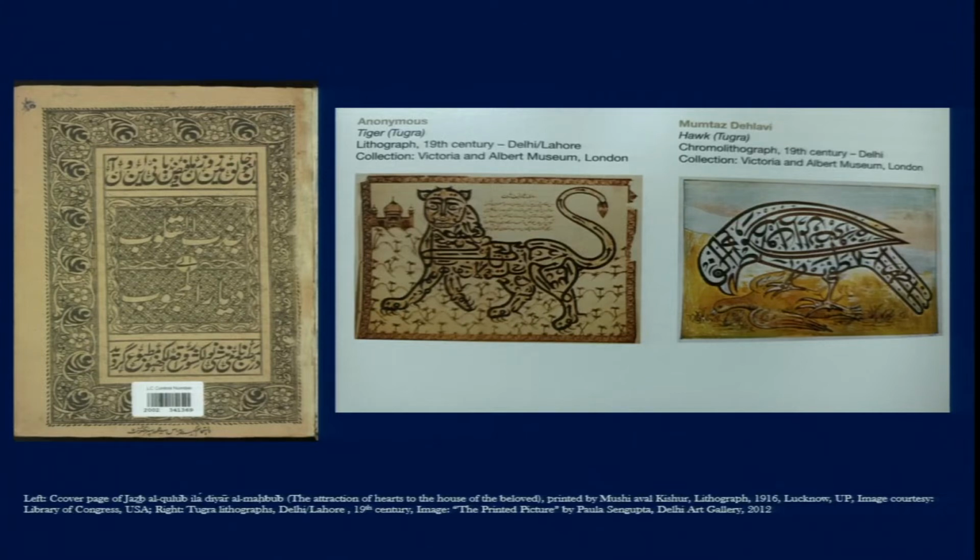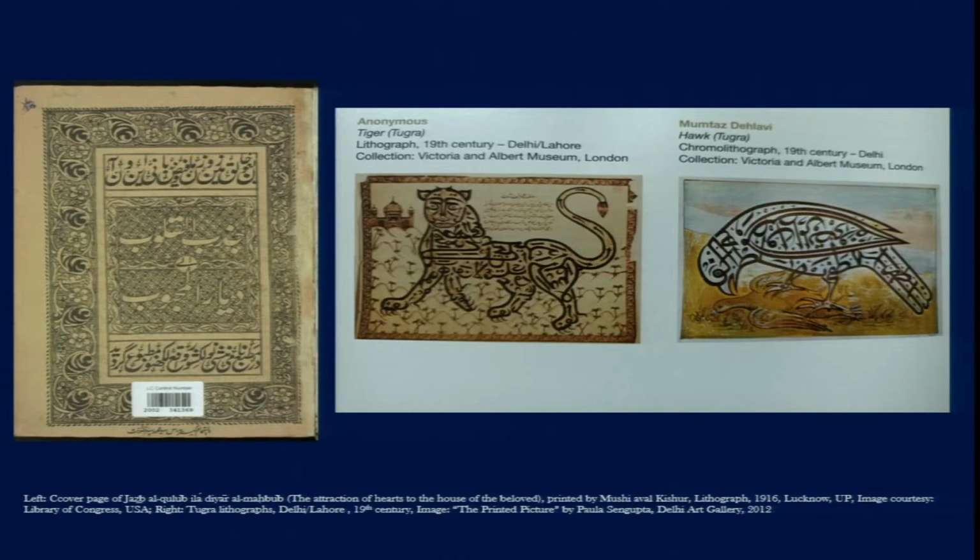So from Battala prints we will go further, and we also see in the 19th century that there are lithographic presses which gained prominence. We see the lithographic presses in the city of Calcutta, in Bombay, in Pune, and also in Lucknow, Delhi, and Lahore. Here are some of the images that I specifically wanted to focus on. Those are called the Tugra lithographs, and they also appear in Paula Sengupta's research.